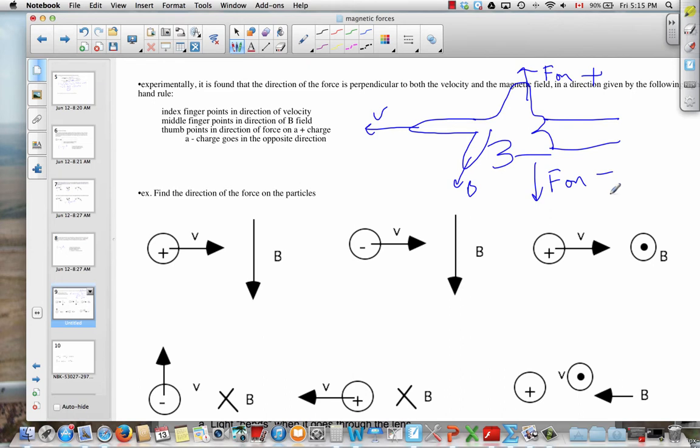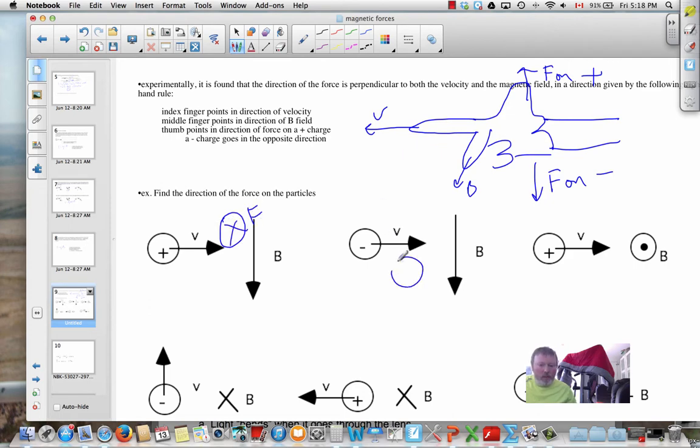So let's try some examples here. We'll try and calculate the force on each of these particles. Okay, so now for the right-hand rule. You see the velocity to the right, the magnetic field is down. My thumb points into the page. So if it's a positive particle, which it is, the force would be into the page. The next example, the velocity is to the right, the magnetic field is down, my thumb points into the page, but it's a negative particle. That means that this force, which was into the page before, is now coming out of the page.